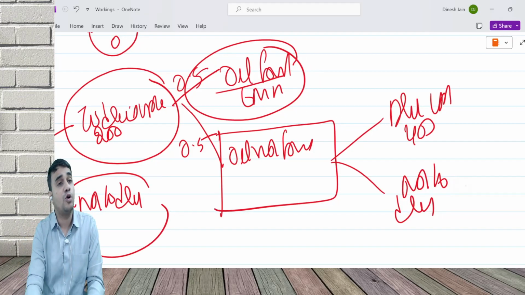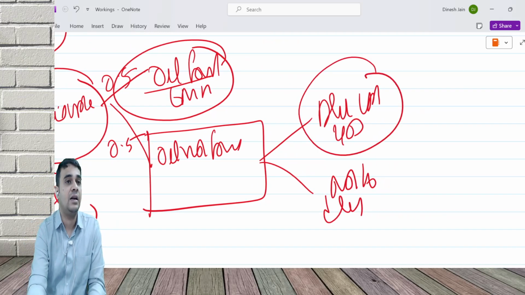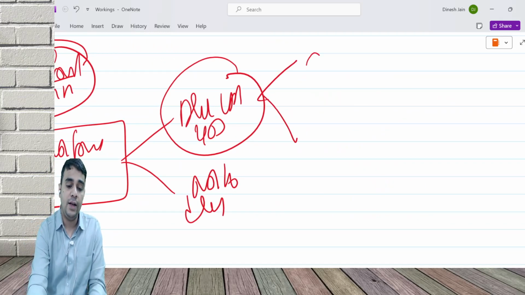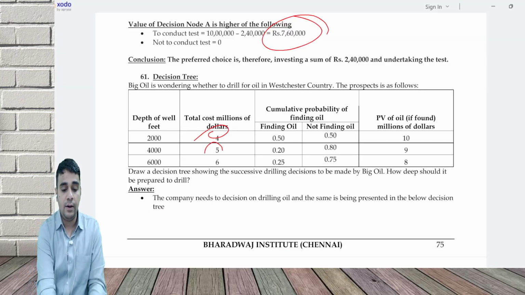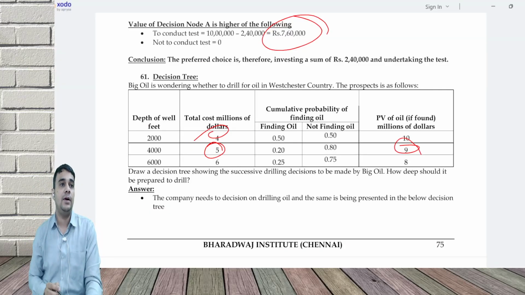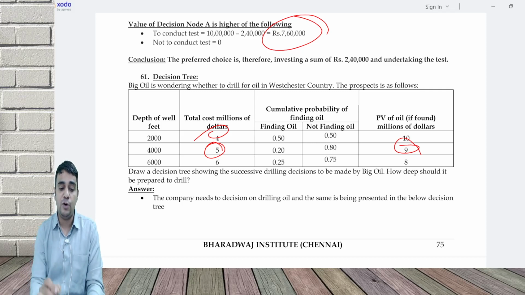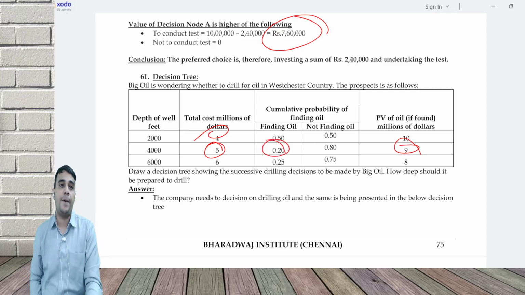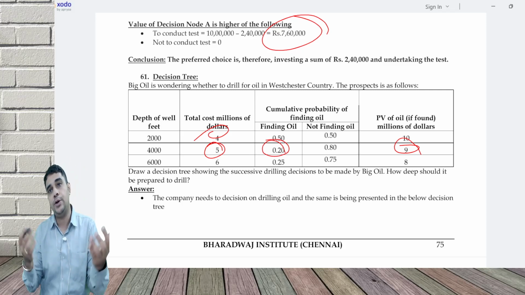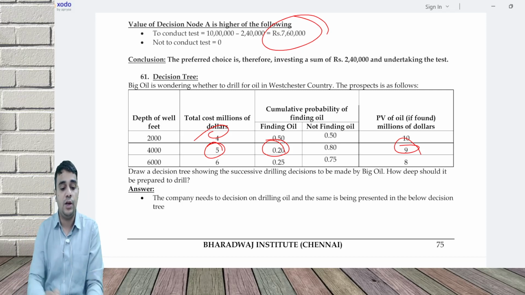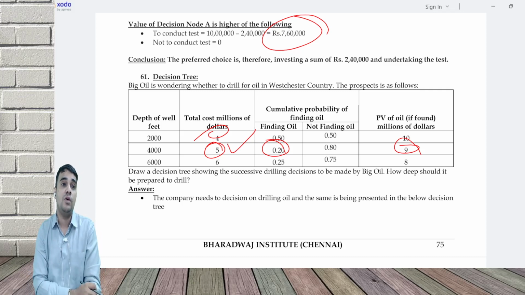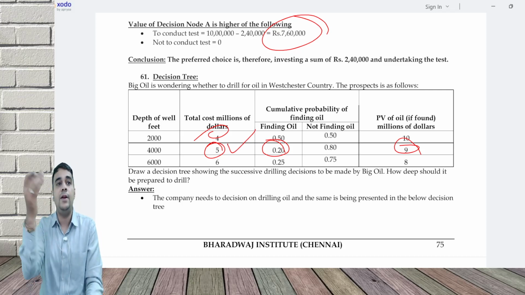So if you drill up to 4000, again a circle, two things can happen: oil found, oil not found. If you find oil at this stage, you will earn 5 minus 9, that is 4 million, whose probability is 0.2. Unfortunately, you did not get oil. Then the next decision is whether to drill up to 6000 or not to drill. If you decide not to drill, your loss is now 5 million. Then again, oil found, oil not found.